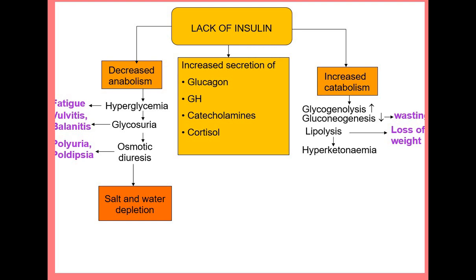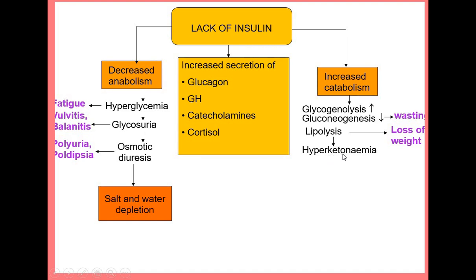Similarly, these ketone bodies will also get excreted in urine. Remember, sugar and ketone bodies are not normal constituents of urine. So this is called ketonuria. Just like we said that glycosuria is presence of glucose in urine, similarly, ketonuria is presence of ketone bodies in urine. So that is a resultant effect of hyperketonemia.